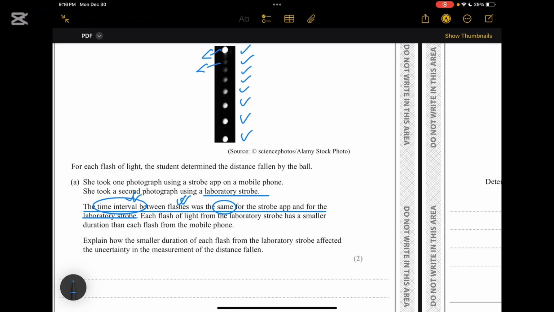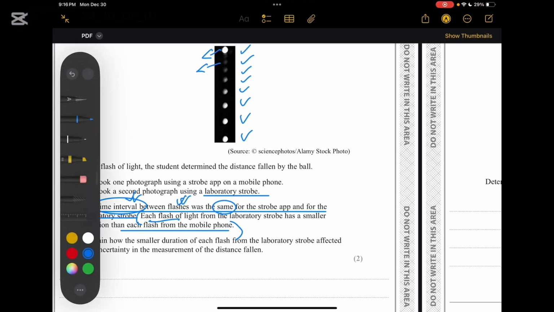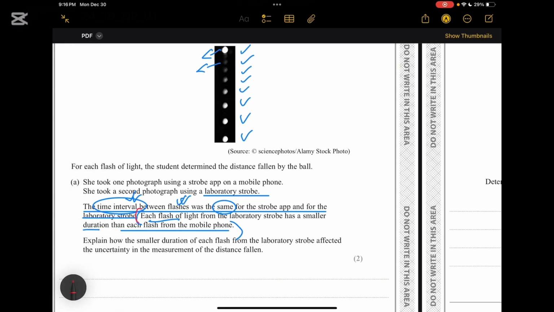Each flash of light from the laboratory strobe has a smaller duration than each flash from the mobile phone. Okay, there is a difference between them. So the duration of light. Now they are talking about the duration of light. Duration of light means the duration of one single flash. This is the difference between time interval and duration.